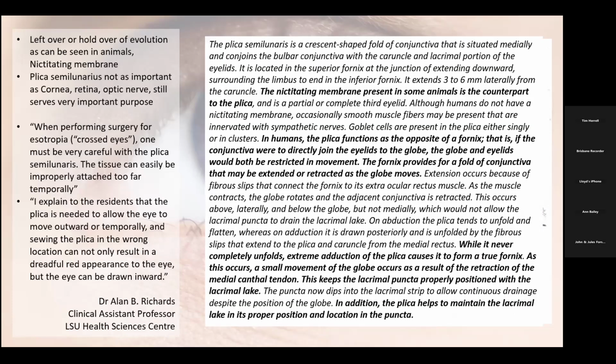I'm not going to read any of that because there's 100 words in there that I can't pronounce. However, if you want to really quickly read through it, basically what that document is telling us is that the plica is involved with eye movement. When we move our eyes around, it's there to sort of house and help the eye stay in a central location and not move too far temporally or out of the way. So it has a purpose. It's not a holdover of evolution.